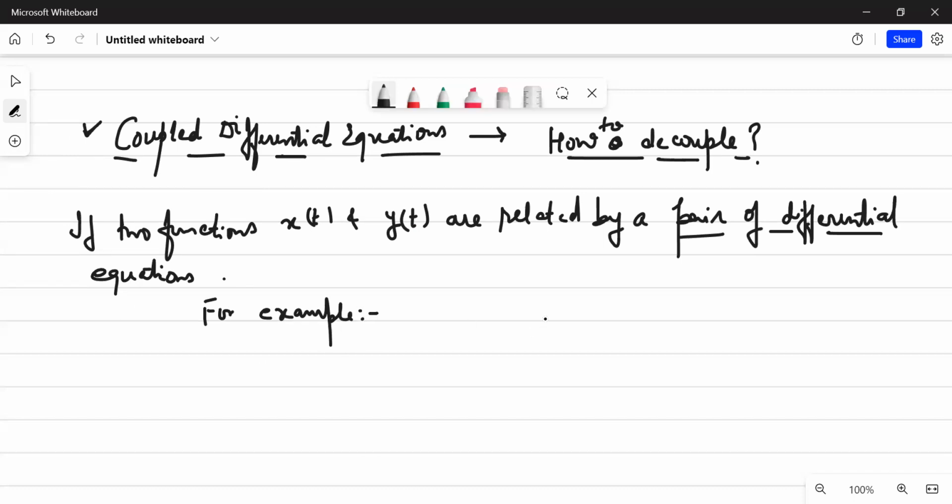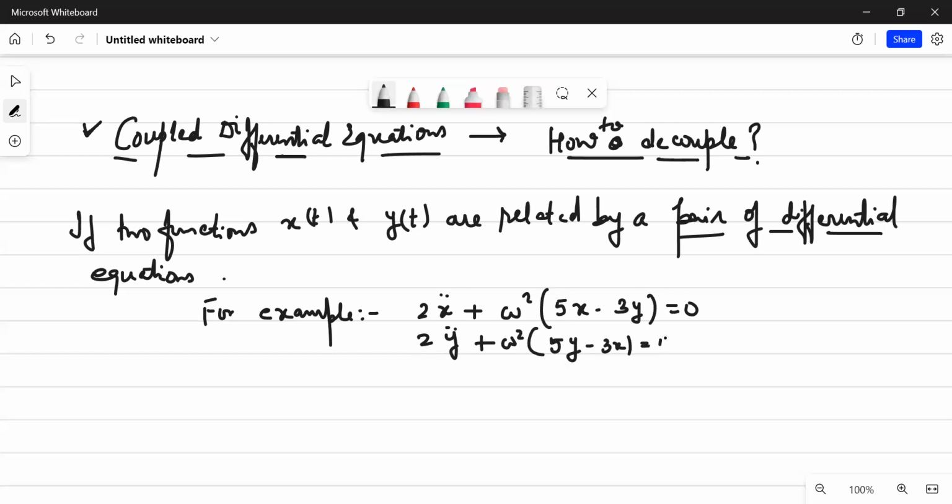So, for example, let us take two equations which I'm giving: 2x double dot plus omega square (5x minus 3y) equal to 0, and you have 2y double dot plus omega square (5y minus 3x) equal to 0. So this is your equation number 1. This is your equation number 2. How to solve them?